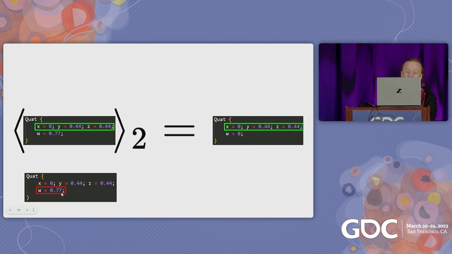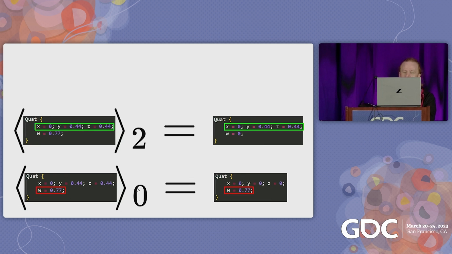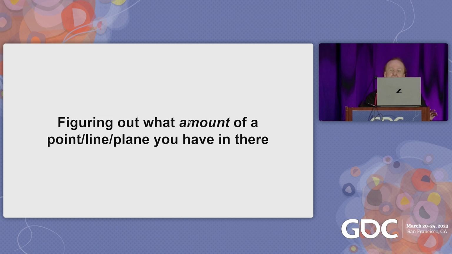If you wanted only the identity part of the quaternion, only the W part, the notation for that would be a 0 here, because the identity is 0 reflections. And yeah, that gives you this quaternion, which has some amount of identity part, but no line part. That's been zeroed out. All right. Figuring out what amount of point, line, and plane you have in there.